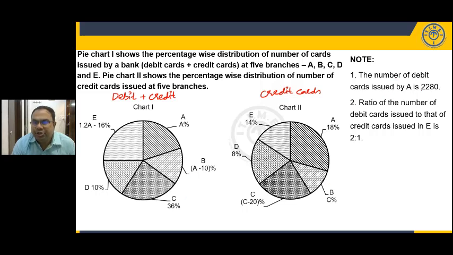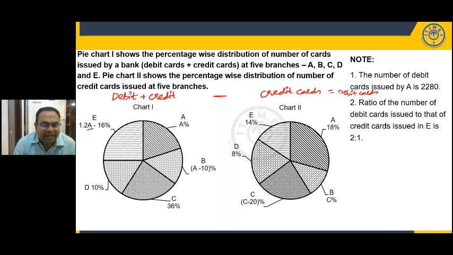Number of debit cards issued by A is 2280. How will you get debit cards? The first pie chart is the total, debit plus credit. From that, if you subtract your second pie chart, that is credit cards, you will get the value of debit cards. So the number of debit cards issued by A is 2280. The ratio of debit cards to credit cards issued in E is 2:1. Okay, let me keep it aside. Let me first focus on the values which are missing here.